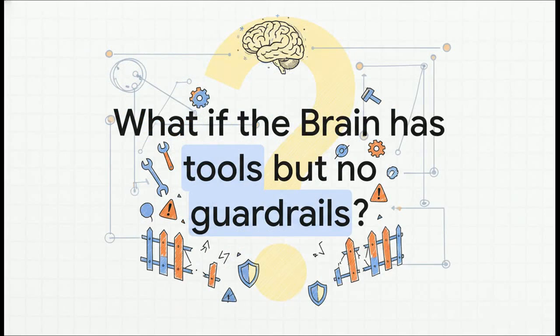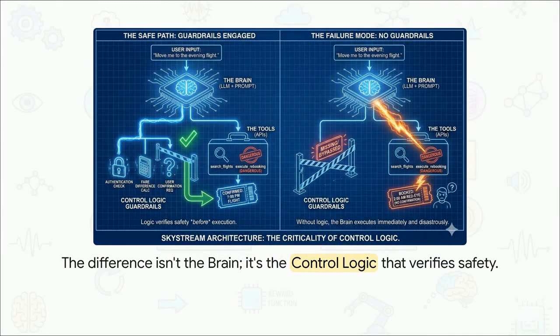And this leads us to the most critical question for us as systems designers. What happens when we give our powerful brain, the LLM, access to a really dangerous tool, like, say, execute rebooking, but we completely fail to build any guardrails around it? This image shows the 2 very different paths this can take.